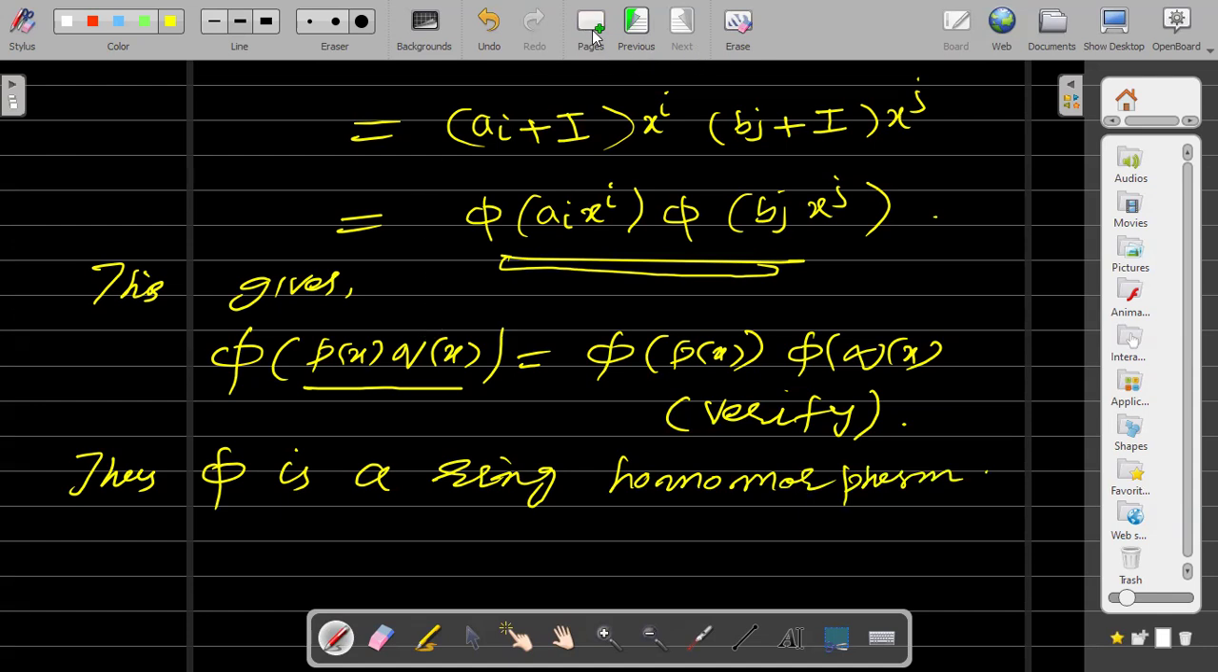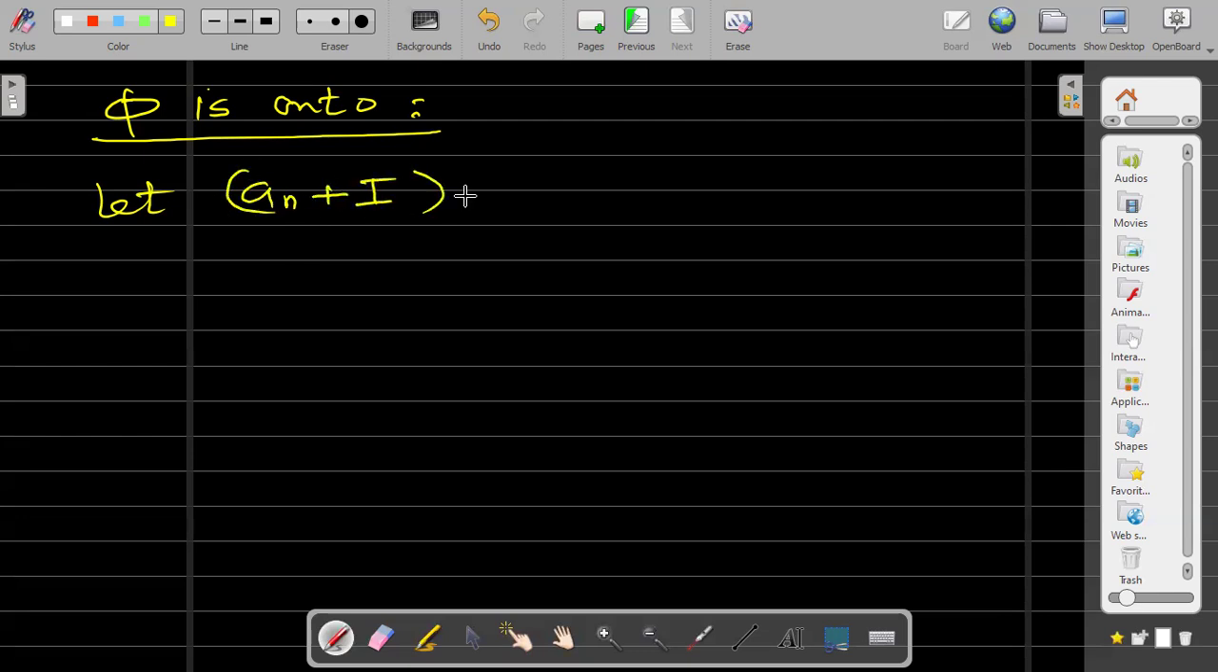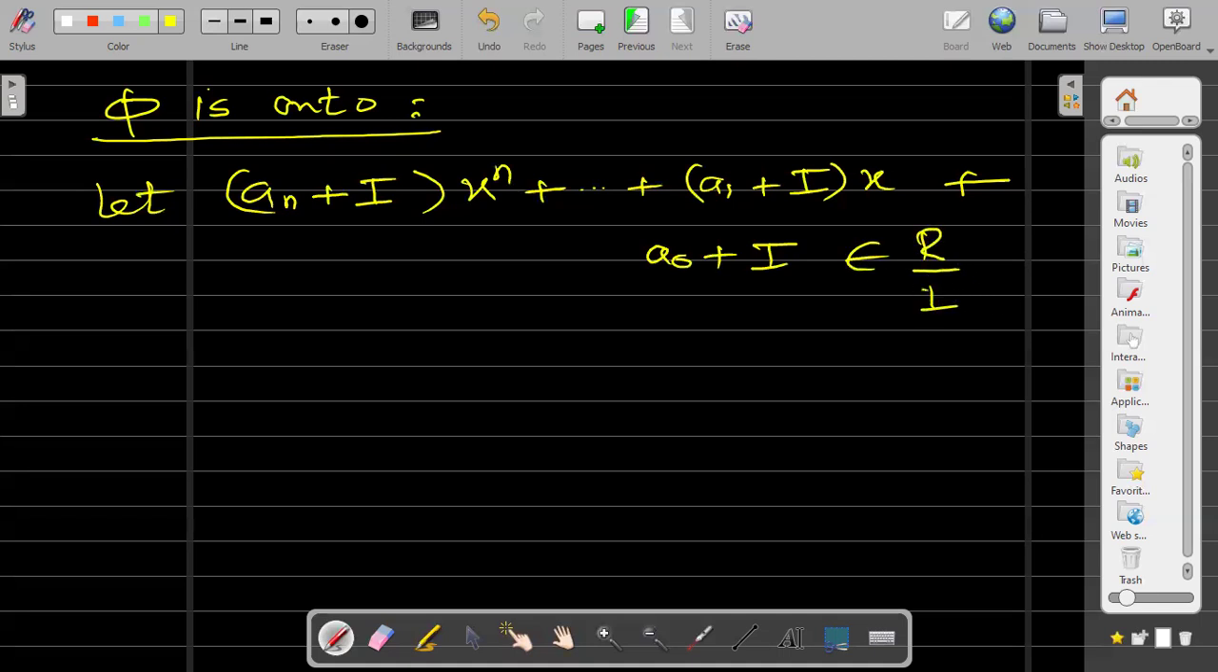After this we will prove that phi is onto, or you can say surjective. For this, let's take any element in the codomain, that's the ring of polynomials with coefficients from the quotient ring. So that must be of this type: (a_n + I)x^n + ... + (a_1 + I)x + (a_0 + I), which directly follows from the definition, belonging to (R/I)[x].